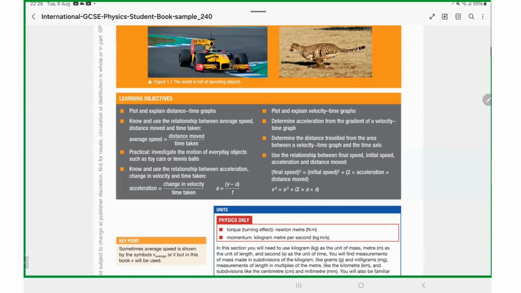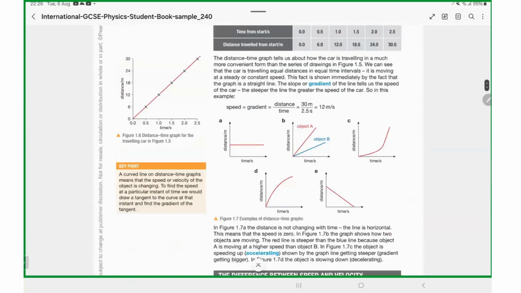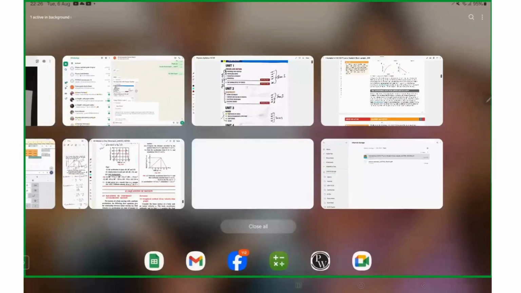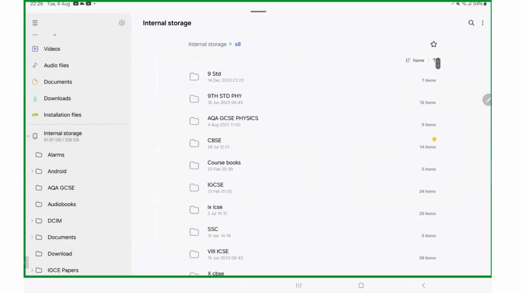So I'm in motion. Okay, wait, just give me a moment. I think I'll start from the starting. I'll get to know what you actually know about it. I have my PowerPoints.